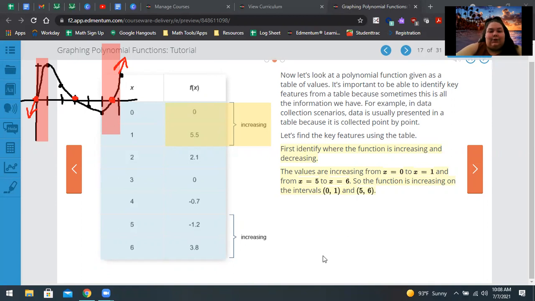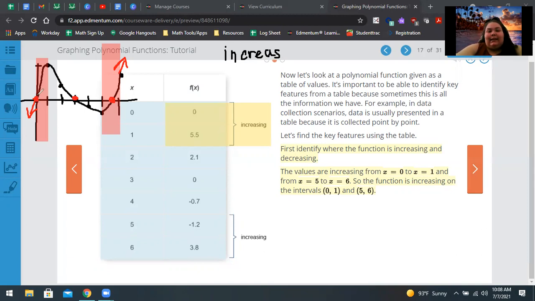Now, when is it decreasing? It's from 1 to 5. That area, we like to write in interval notation, so let's take a moment to write that out. If it is increasing, let me put increase. We are going to keep it now because we don't know if the polynomial extends from 1.